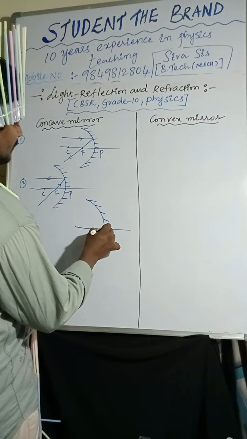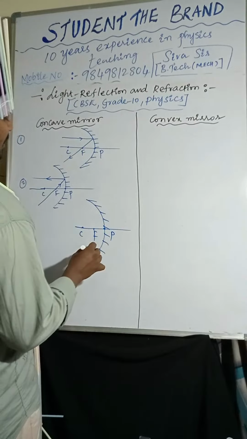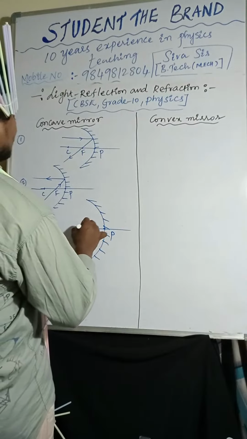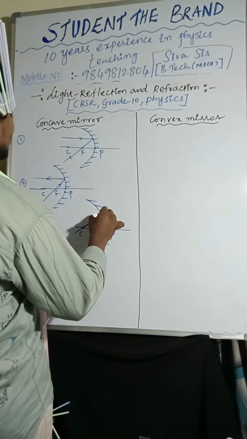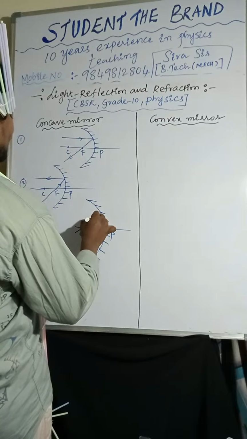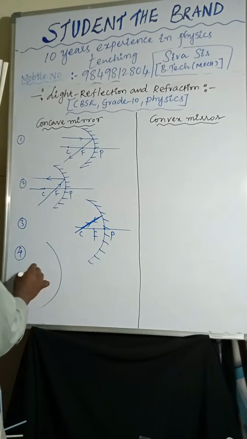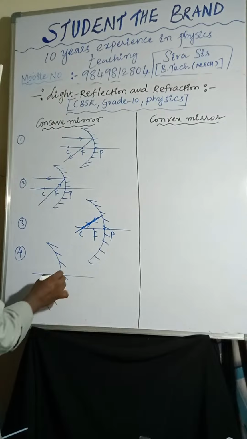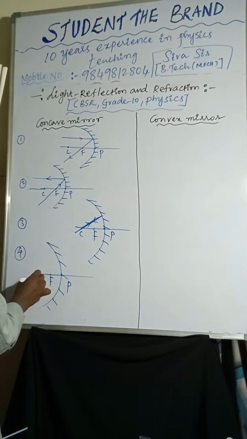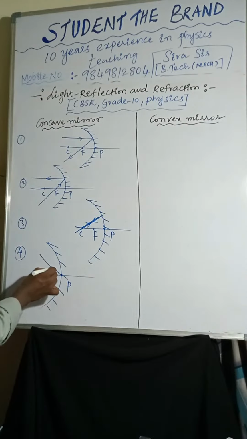Third one: pole, focus, center of curvature. A light ray passing through the center of curvature reflects back along the same path. Coming to the fourth one: pole, focus, center of curvature. A light ray is incident at the pole.